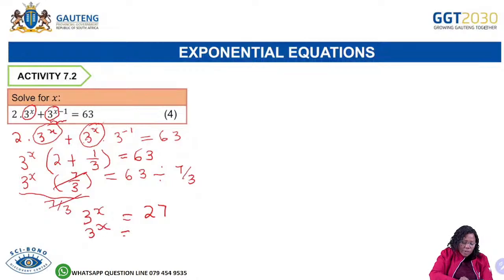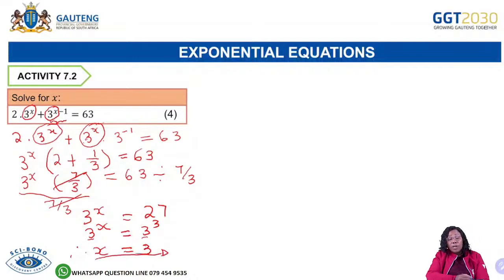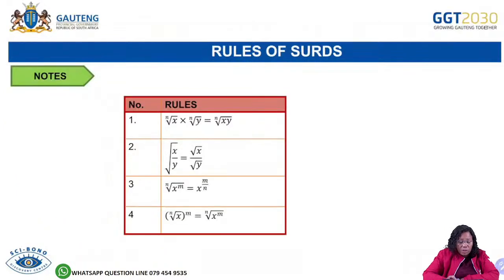Remember, there is that rule which says if you have the same base on left and right, you can equalize the exponent. So now 27, we are going to write it with its prime base. That will be 3 to the power of 3, the same as 27. So we have the same base, grade 12. We are not dividing by 3, but we have the same base, therefore we equalize the exponent. The rule allows us to say x is equal to 3 is our solution there. Okay, that is how we simplify this exponential equation.